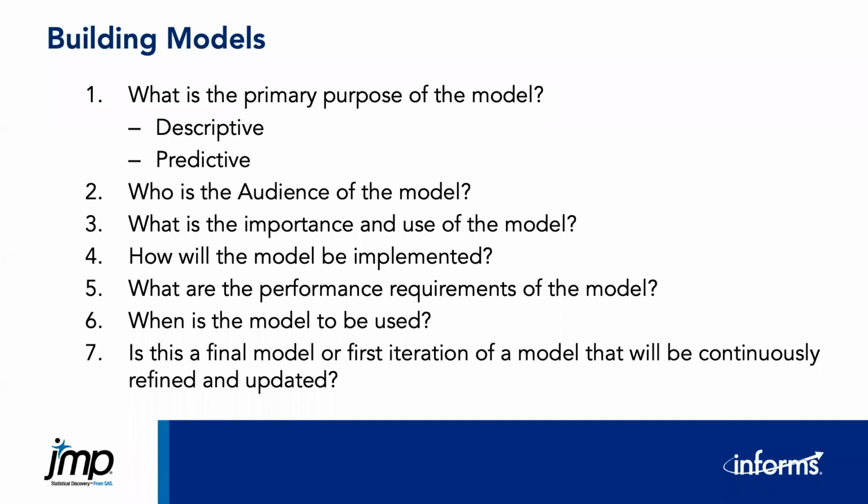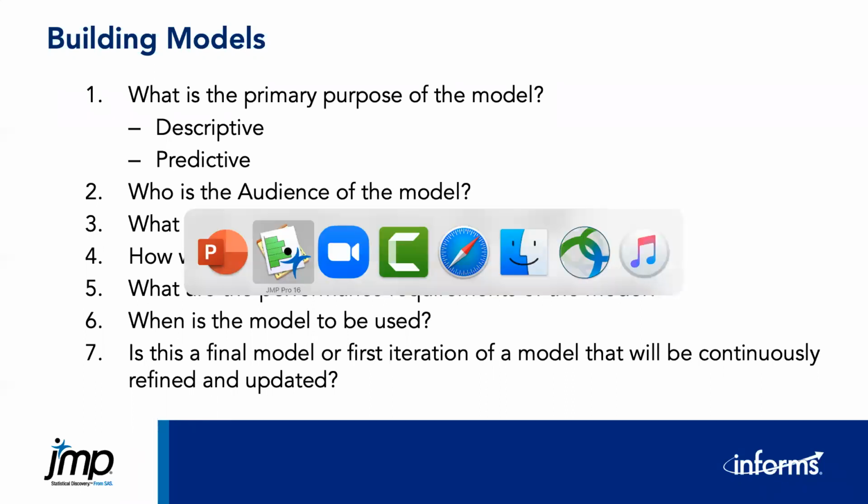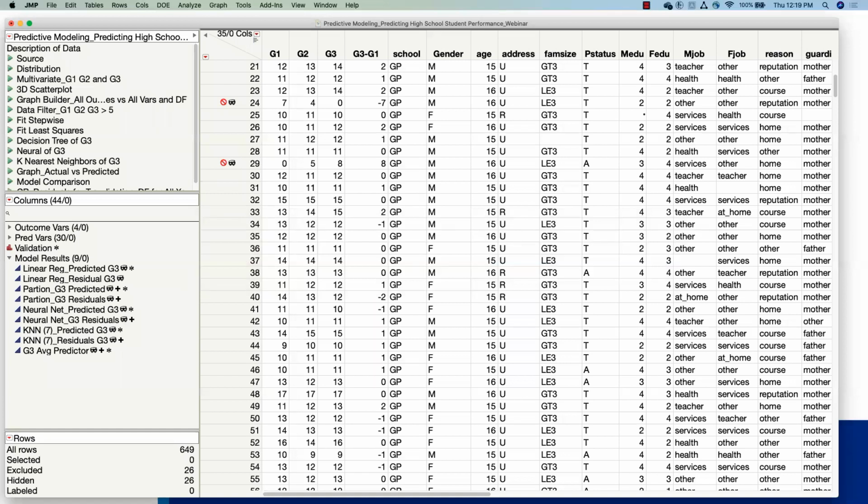The other thing you see in bullet point number 6 is, when is the model to be used? And I'm going to go back to the data set so I can talk about what that means. If we're going to be predicting, let's say, the final outcome in grade period 3, and we're going to do that before they even start being in school, well, then we wouldn't have grade period 1 and grade period 2. So that can't really be a part of the model building process.